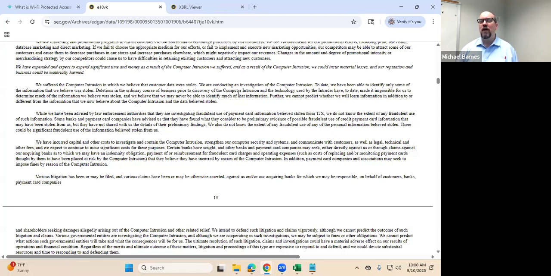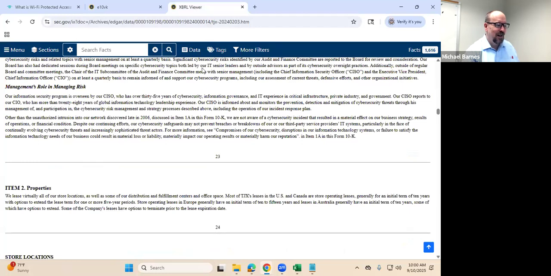How many people want to guess whether it was included in the 10K in 2024? It absolutely was included in the 10K in 2024. They actually talked about the computer breach from 2006. Eighteen years later, they're talking about it still. Goodness gracious, isn't that amazing? So yeah, that's all bases covered.